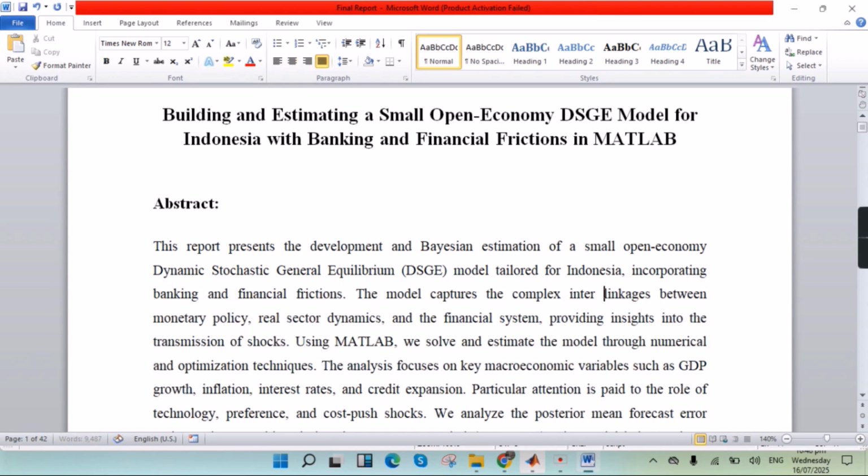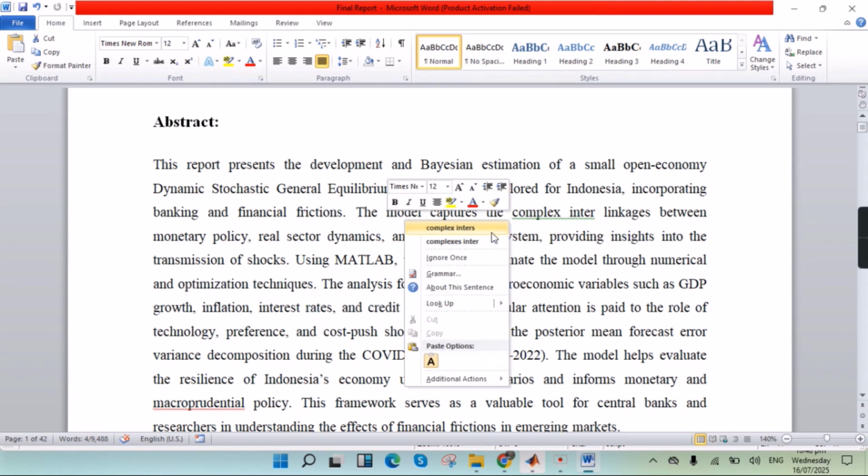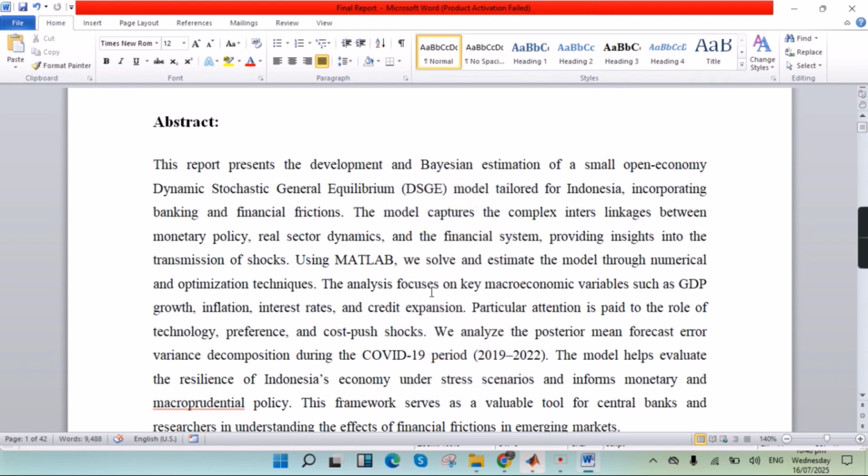So in the main project, I have developed the GDP analysis with growth, inflation, interest rate, and credit expansion based on the COVID-19 situation. This is the overall COVID-19 scenario according to the Indonesian banks, like what impacts occurred in the Indonesian banks during the COVID-19 period, 2019 to 2022.